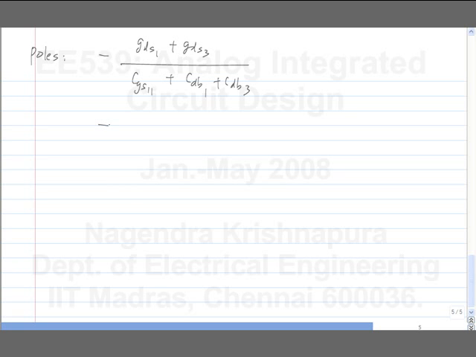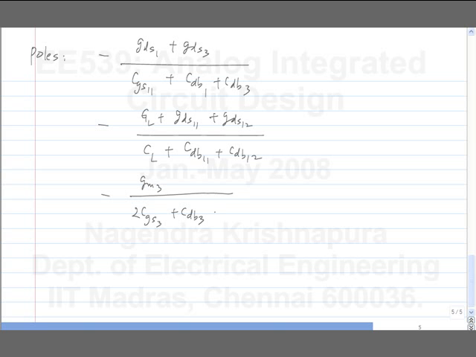And what's the pole because of the output? Okay. And what else? What other poles do we have? Current mirror. So what is that? And there will be a 0. Okay.